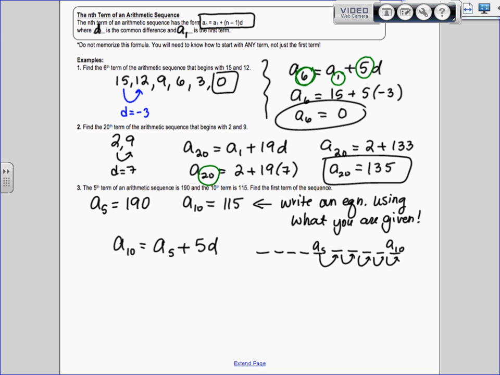If I had the 20th term, let me do it on the whiteboard, I had a subscript of 1. I started on the first term and I added on 19. 1 plus 19 makes 20. Does that still work here? 5 and 5 make 10? Yeah, it works. So you're really looking at subscripts.